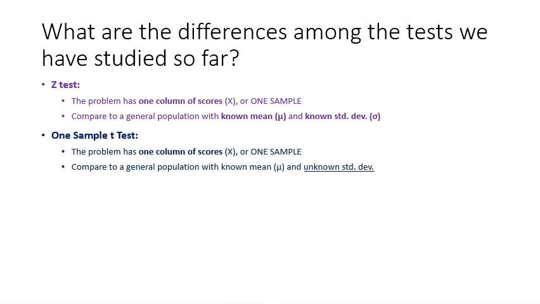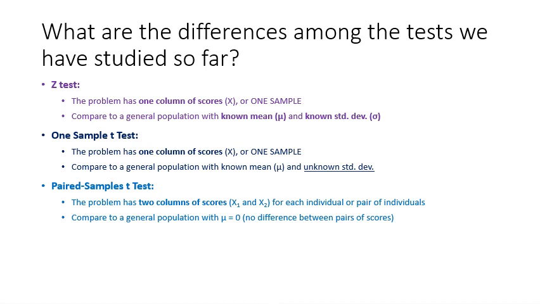Then we went on to the one sample t-test, in that we had one column of scores, X, and one sample once again, so just the same as the z-test. But in this case, we were comparing the mean for that group of people, that sample, to a general population with a known mean, but an unknown standard deviation. So we had to estimate the standard deviation from the variance of the sample.